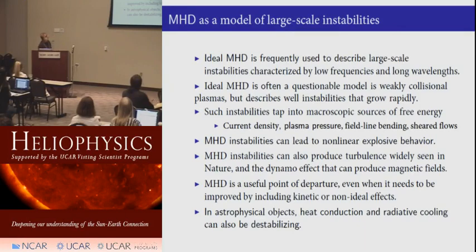Now, ideal MHD, which is what I said I was going to focus on, is frequently used to describe large-scale instabilities characterized by low frequencies and long wavelengths. And let me make that more precise. What do I mean by low frequencies? By low frequencies, I mean frequencies that are much smaller than the cyclotron frequencies of electrons and ions.